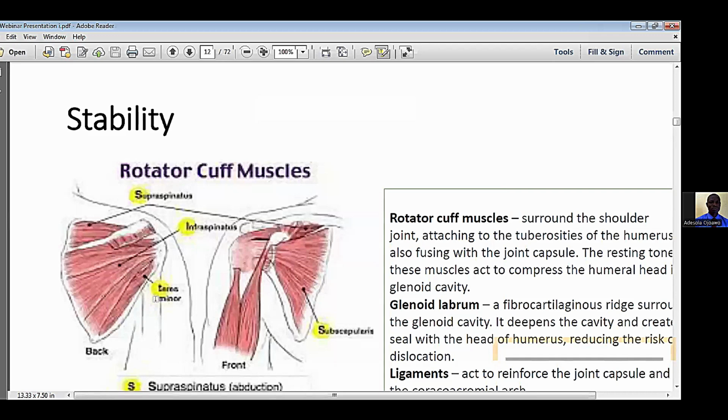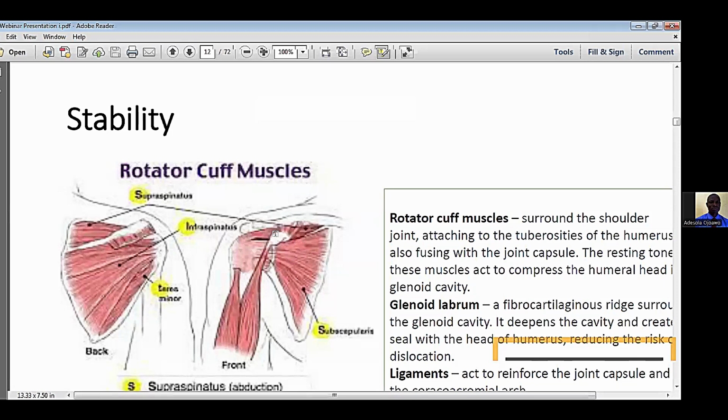Supraspinatus, we have seen it. Teres minor, we have seen it. Infraspinatus, we have seen it. Then we have the subscapularis. Right? Then we have the head of biceps, long head of biceps. That's what we are seeing here. Long head is not part of the rotator cuff muscle, right?